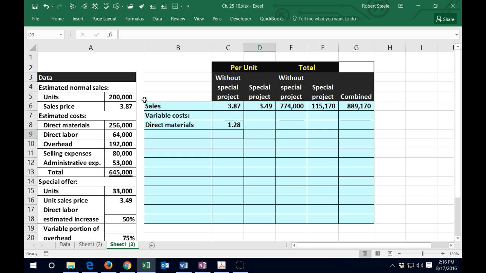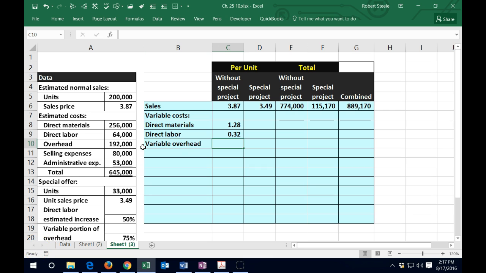We can round it there and be okay with that. Then we're going to have the direct labor. Same idea here, the direct labor is generally going to be all variable, so we can just take that total of 64,000 here and divide that by the number of units there, the 200,000, and we get the 32 cents there. Then we got the variable portion of the overhead.